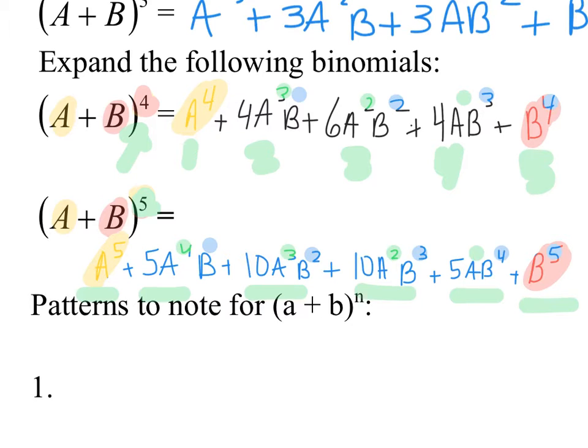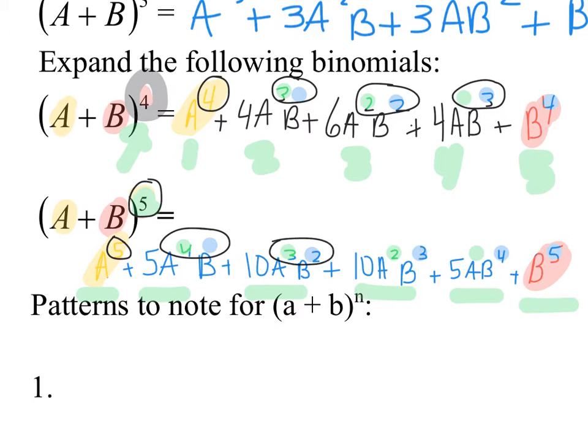And finally, the last thing I want to notice here is that the exponents should always add up to the original exponent on the binomial expansion. So here, I'm raised to the fourth power. This is a 4. This is 3 plus 1, which is 4, 2 plus 2, and 1 plus 3. Down below, I wanted to get to 5, so I have 5, 4 and 1, 3 and 2, 2 and 3, 1 and 4, and 5.